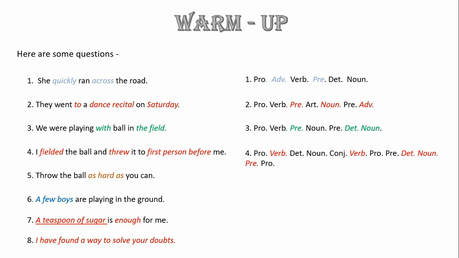Look, the field before was a noun, the fielded here is a verb, the: determiner, ball: obviously noun, and: conjunction, threw: verb, it: pronoun here, to: preposition, first: determiner, person: noun, before: preposition, and me: pronoun obviously. The rest of the answers will be displayed at the end, so stay tuned with me.